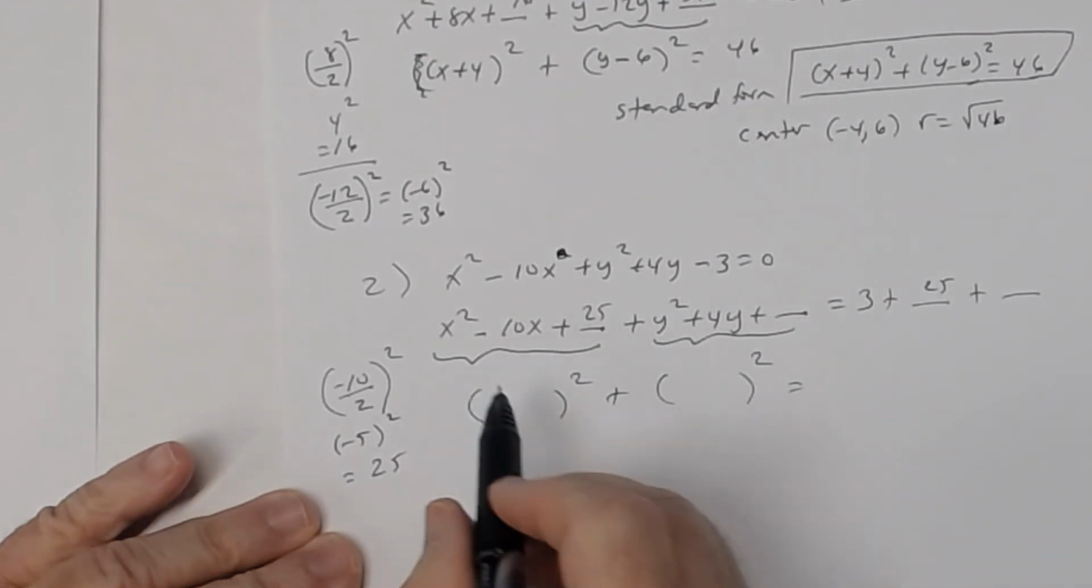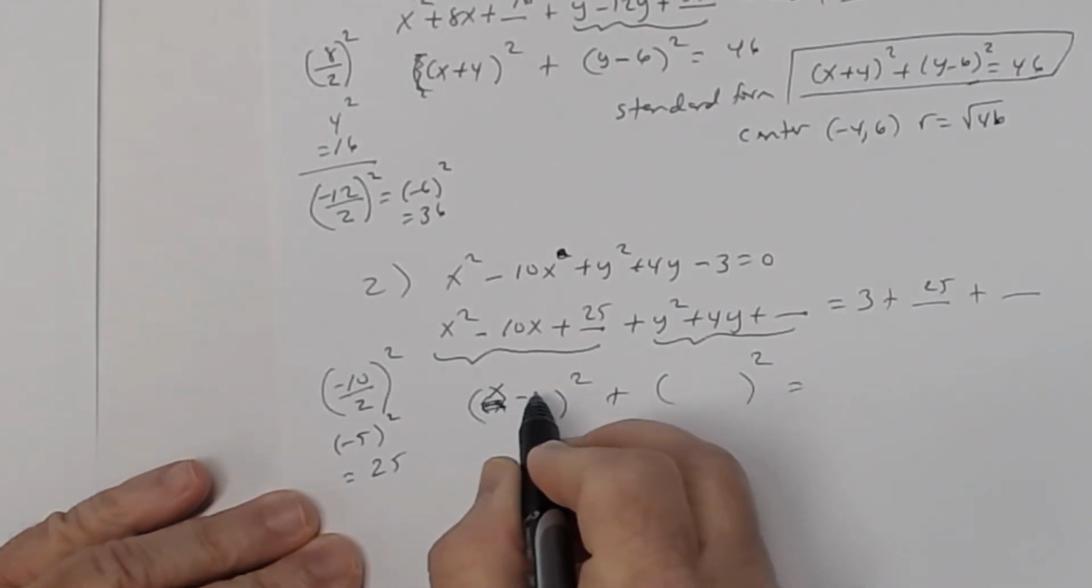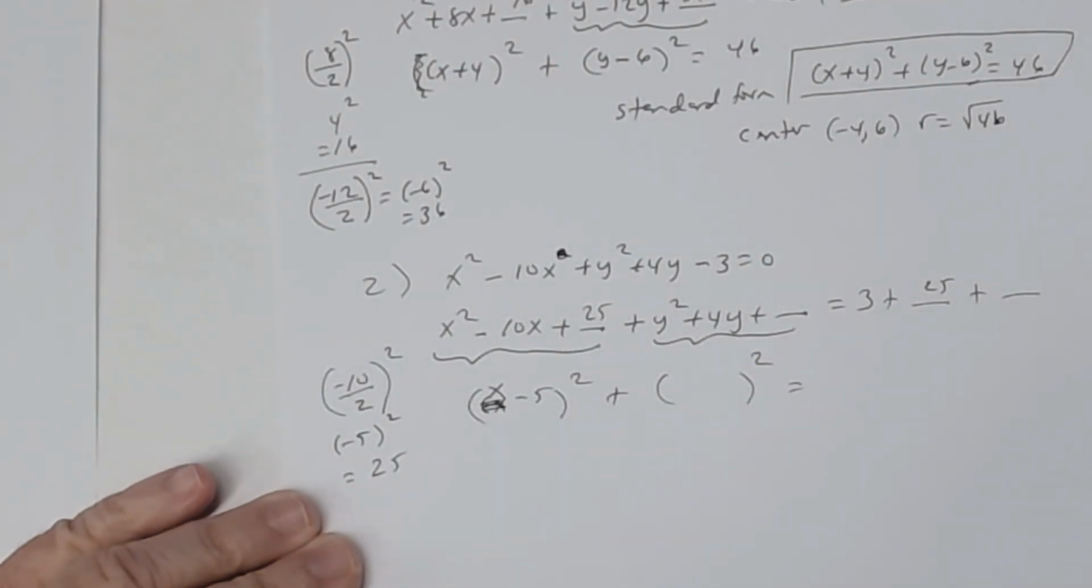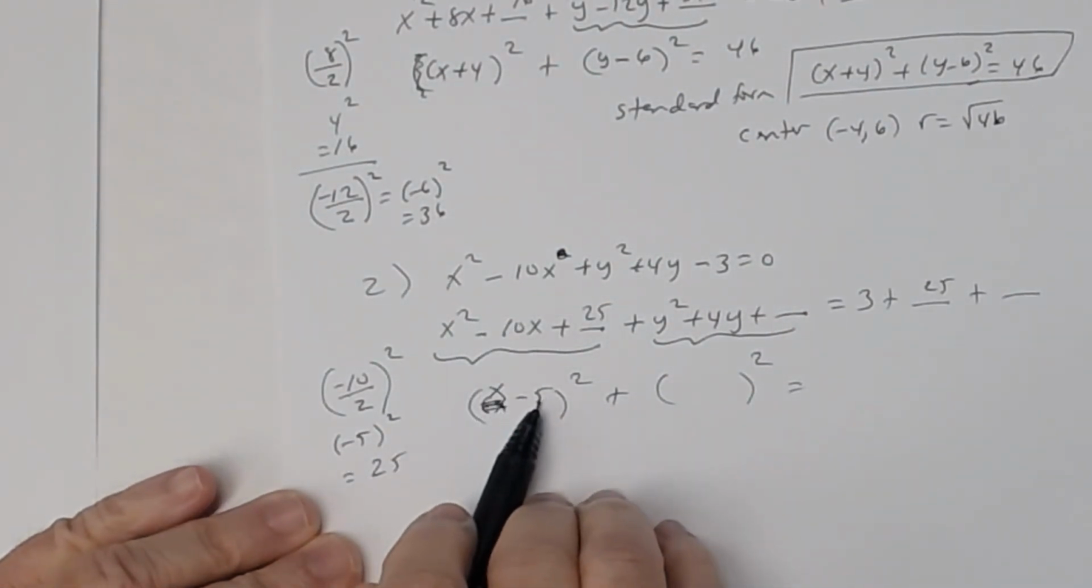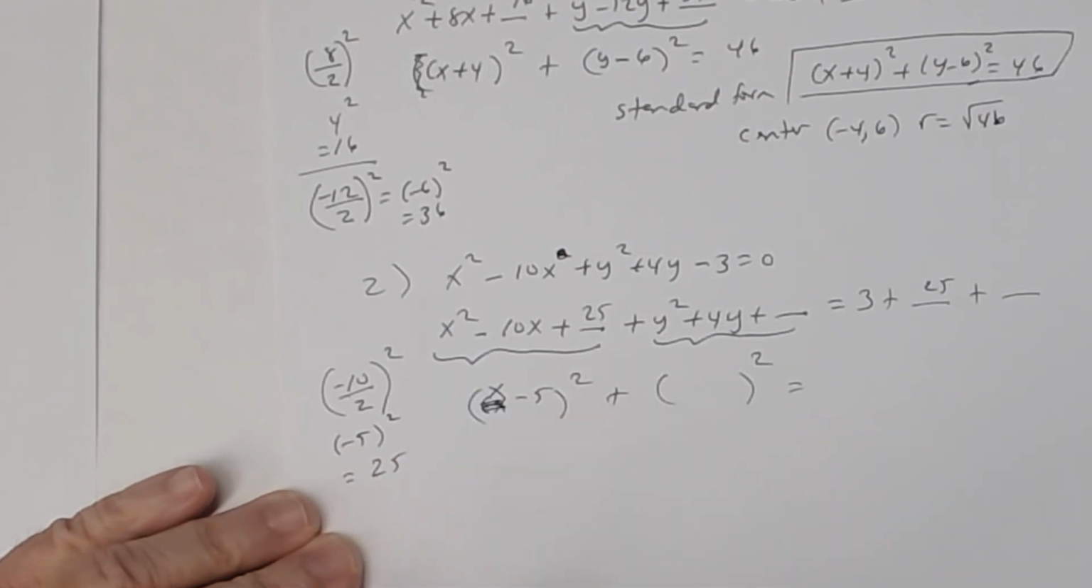And it is, so when I factor this, I'm going to get x minus 5 squared. All right, just be careful. Don't say x plus 5, because your middle term's negative, so there should be a negative right here.